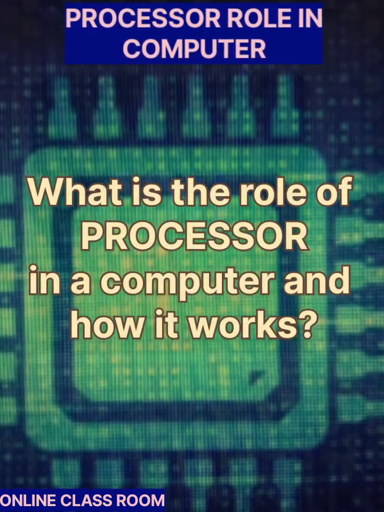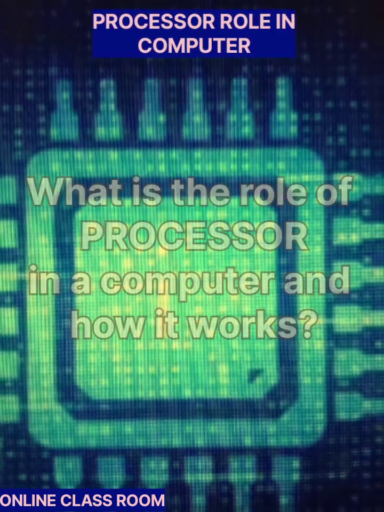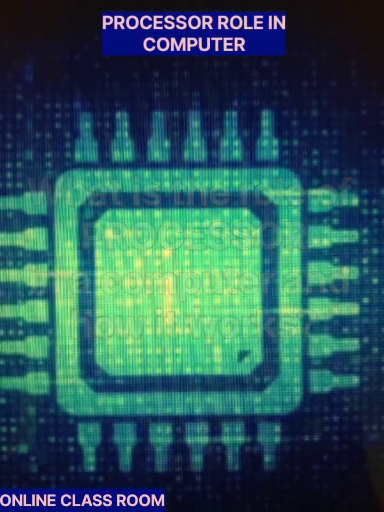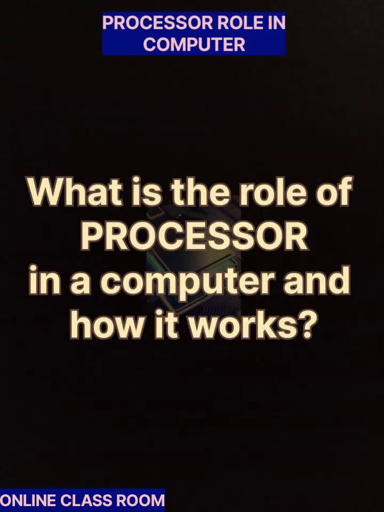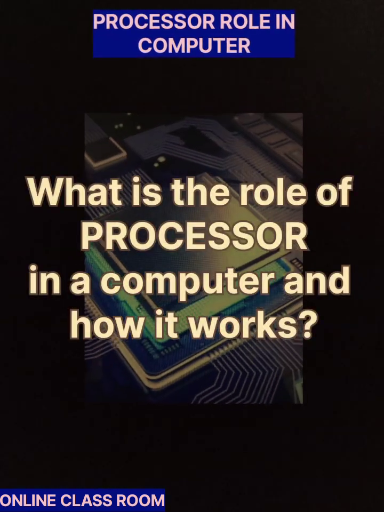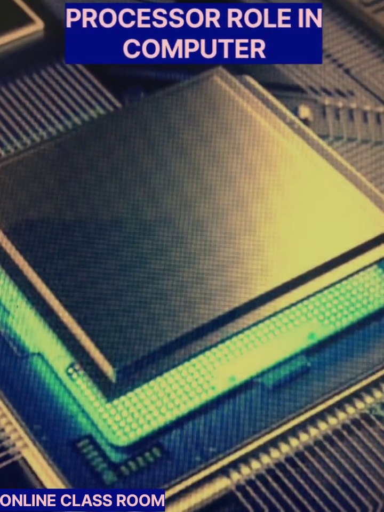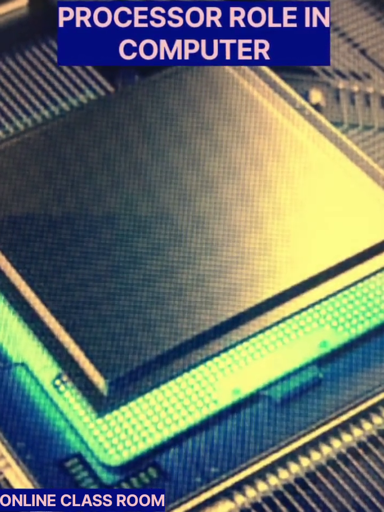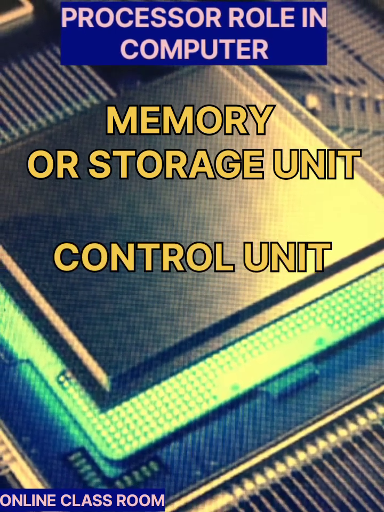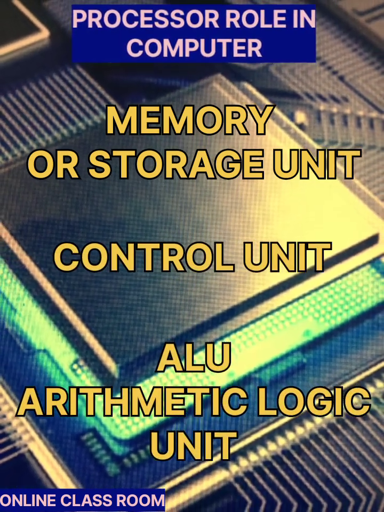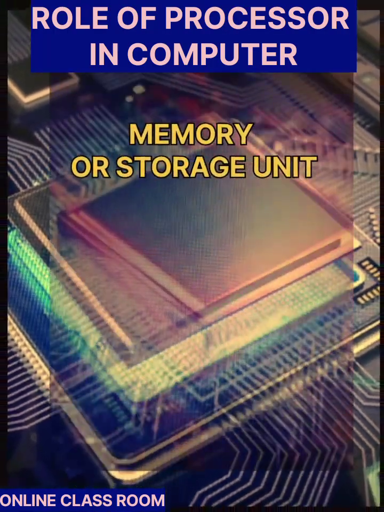The processor or CPU, Central Processing Unit, acts as the brain of the computer. It executes program instructions, processes data from inputs, and oversees the operation of other components such as memory, connected devices, and the display output. There are three major components in CPU: memory or storage unit, control unit, and ALU, arithmetic logic unit. Number 1. Memory or storage unit.